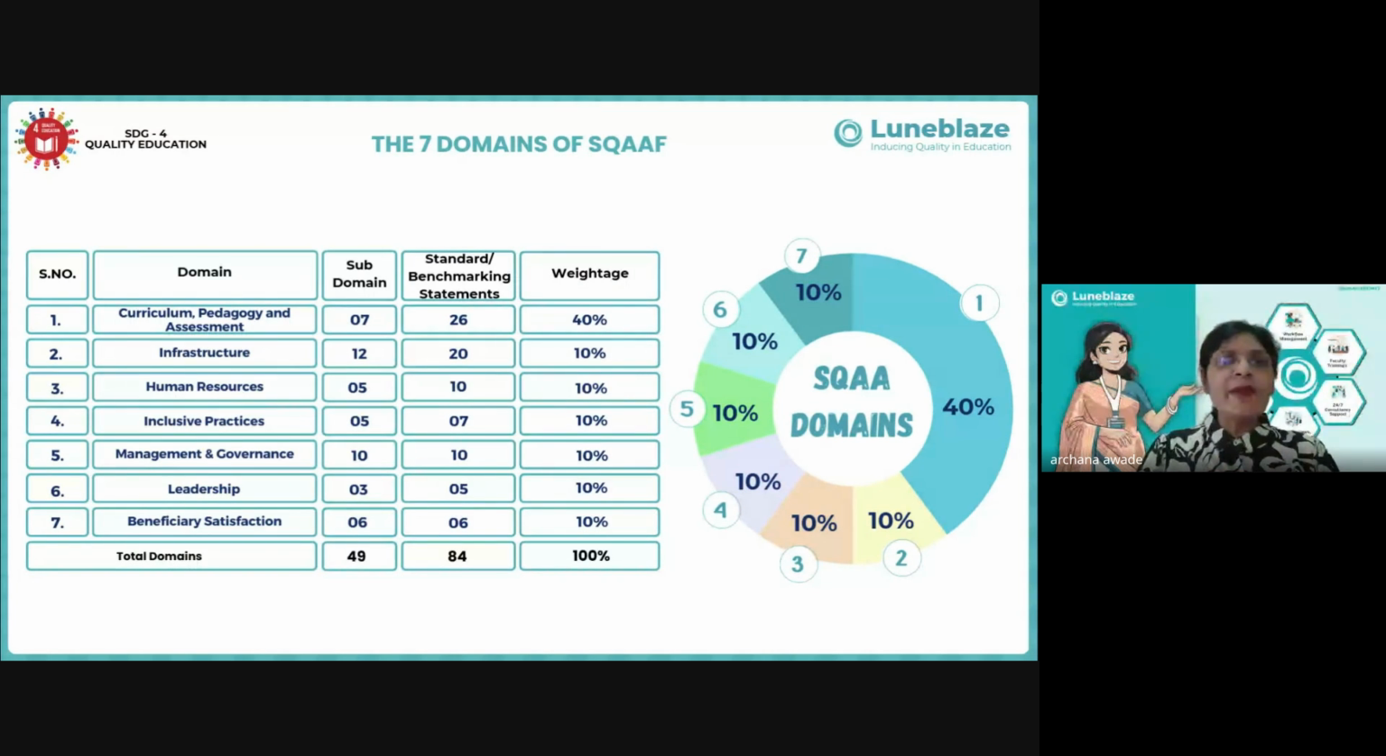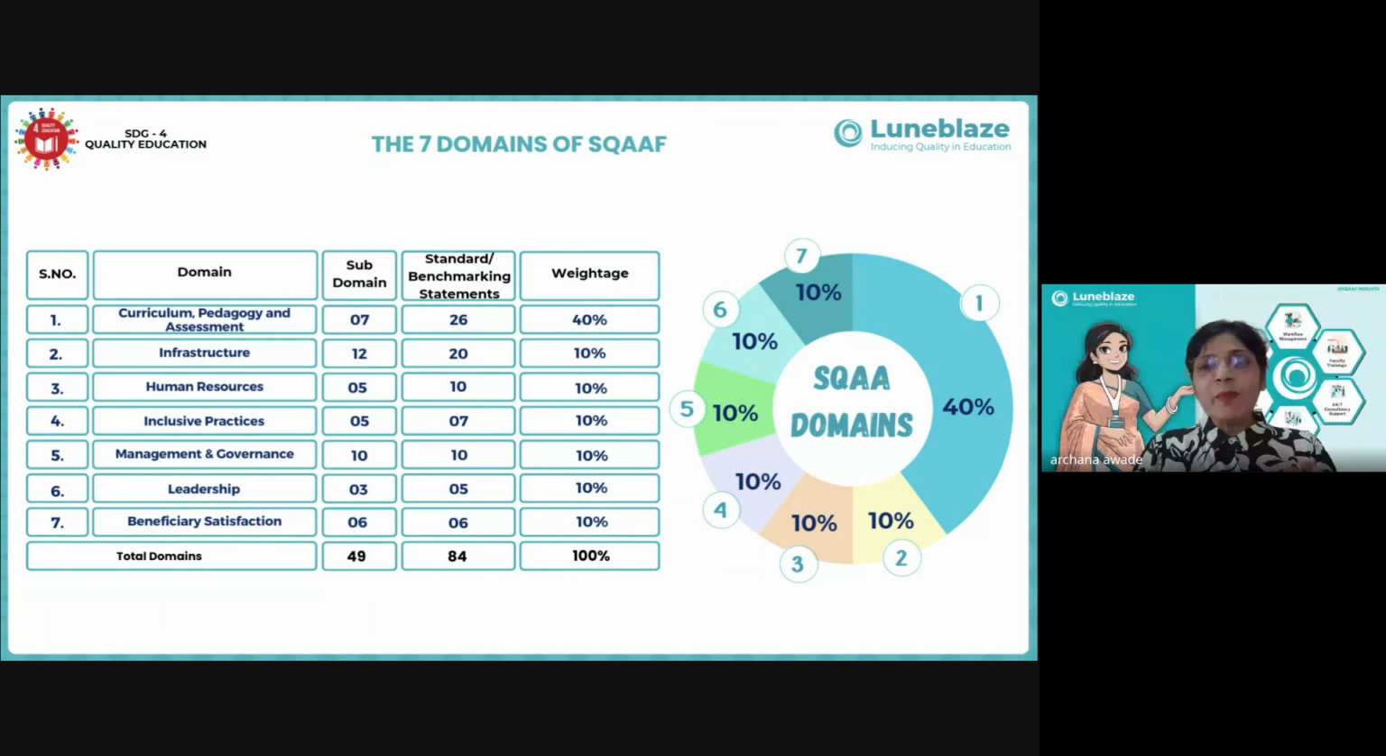The first domain is curriculum, pedagogy, and assessment, and it has 40% weightage with 7 subdomains and 26 benchmarking statements. This domain is at the heart of the framework, and it answers 3 powerful questions: what is taught, how is it taught, and how is it measured. That's why it carries the highest weightage, that is 40%.